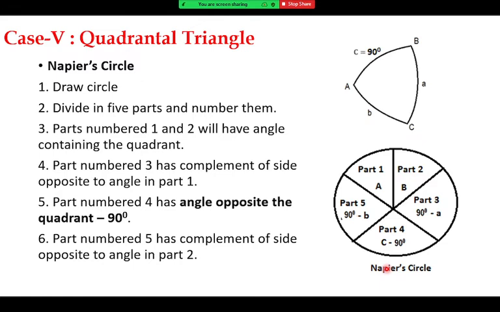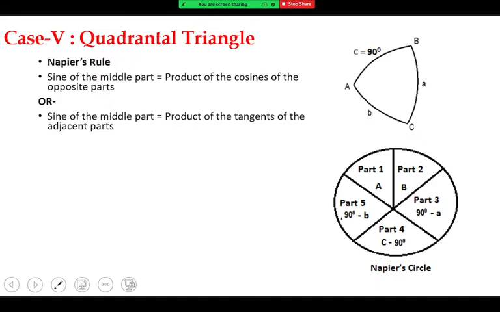Now Napier's rules. They are not new, they are the same, we already learnt. Sine of the middle part is the product of cosine of the opposite parts. Or sine of the middle part is the product of tan of the adjacent parts. That rule we use and we solve the problem.